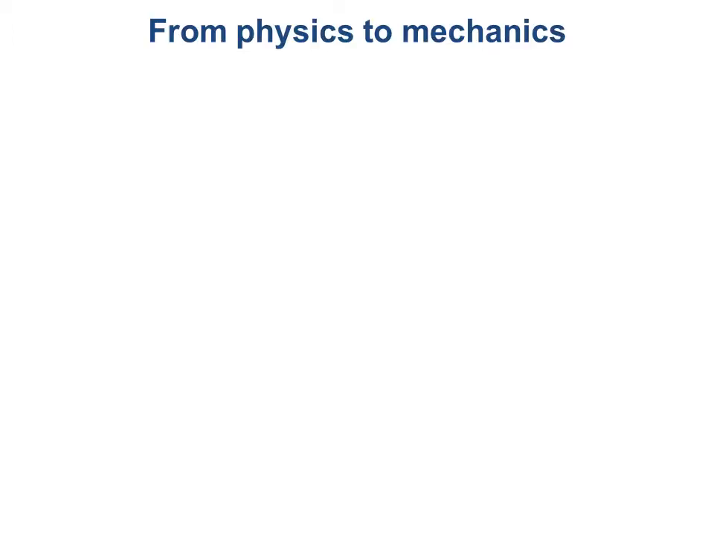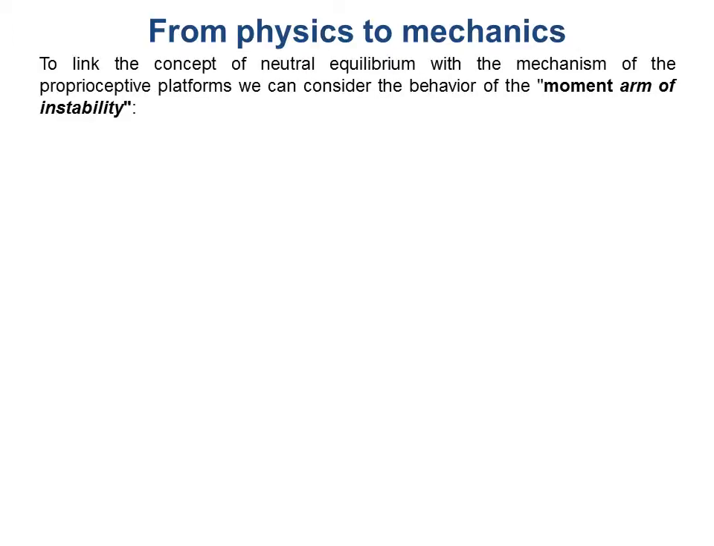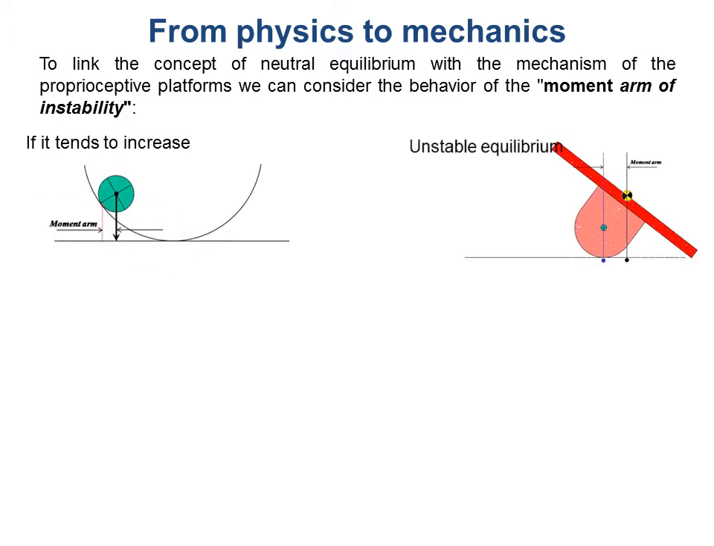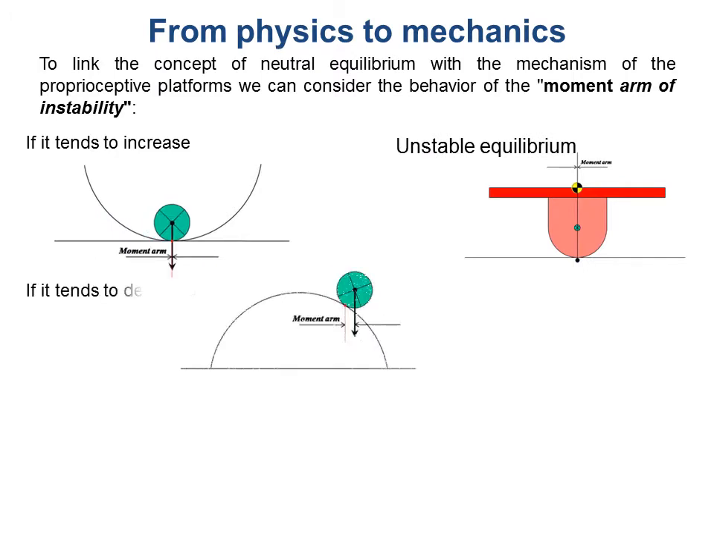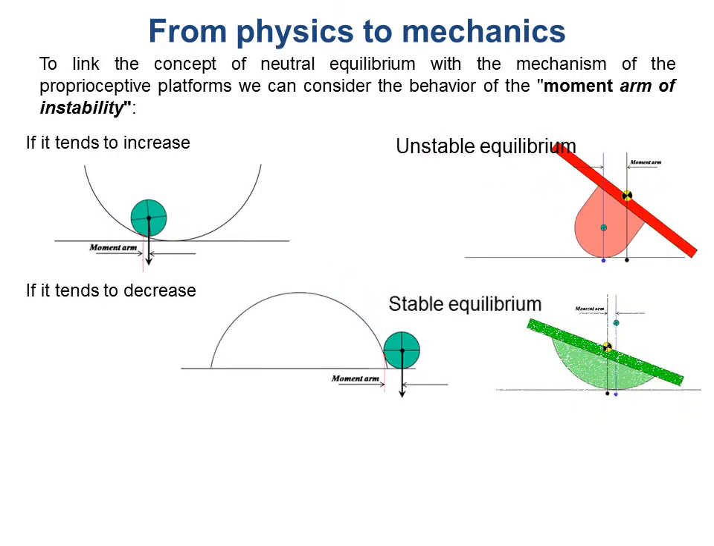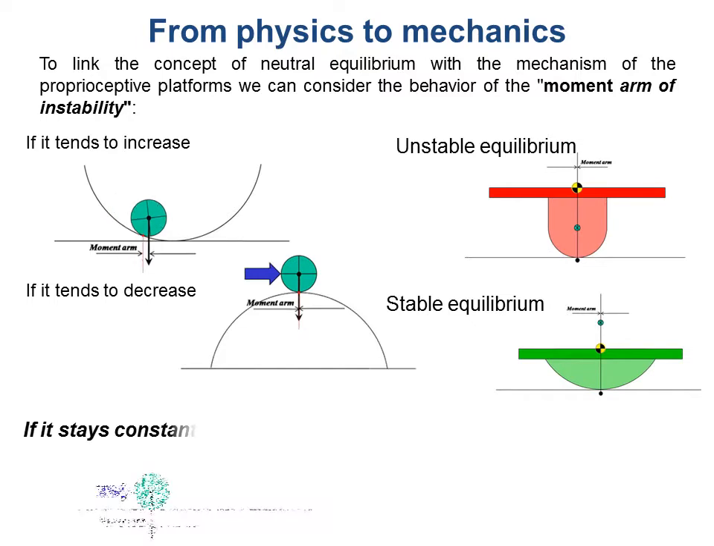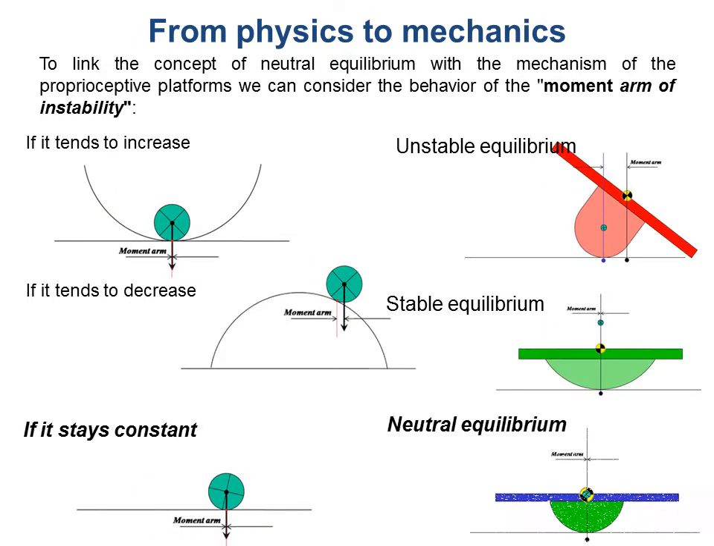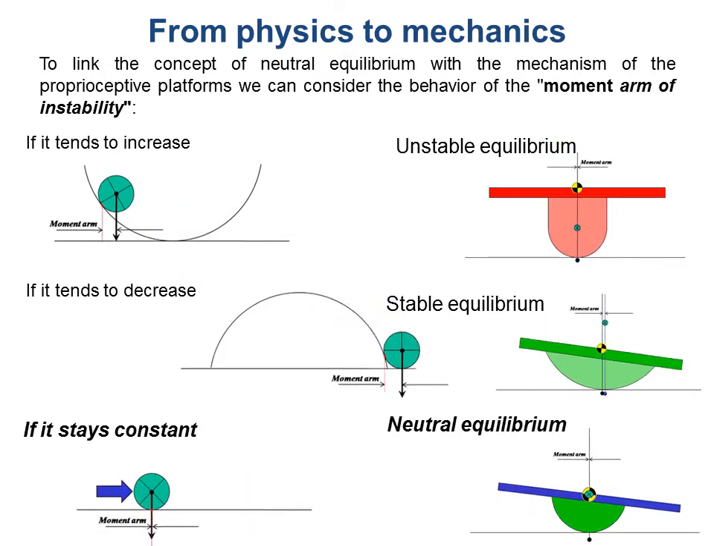From physics to mechanics. To link the concept of neutral equilibrium with the mechanism of the proprioceptive platforms, we can consider the behavior of the moment arm of instability. If it tends to increase, unstable equilibrium. If it tends to decrease, stable equilibrium. If it stays constant, neutral equilibrium.